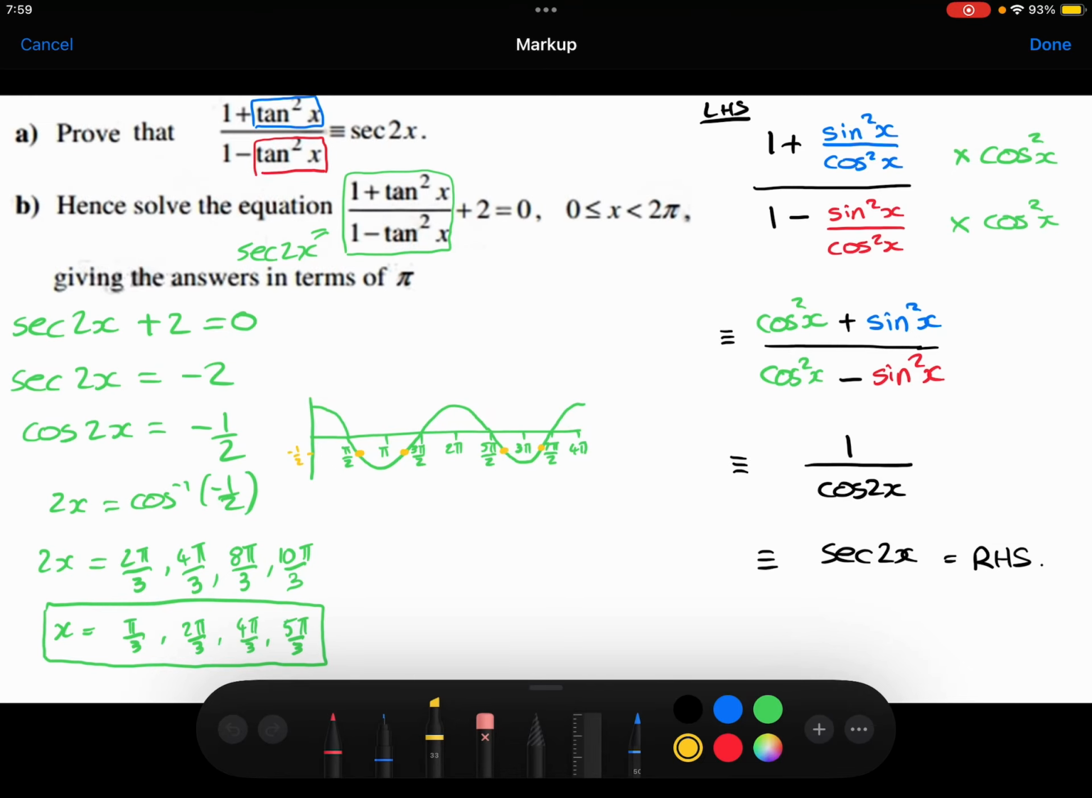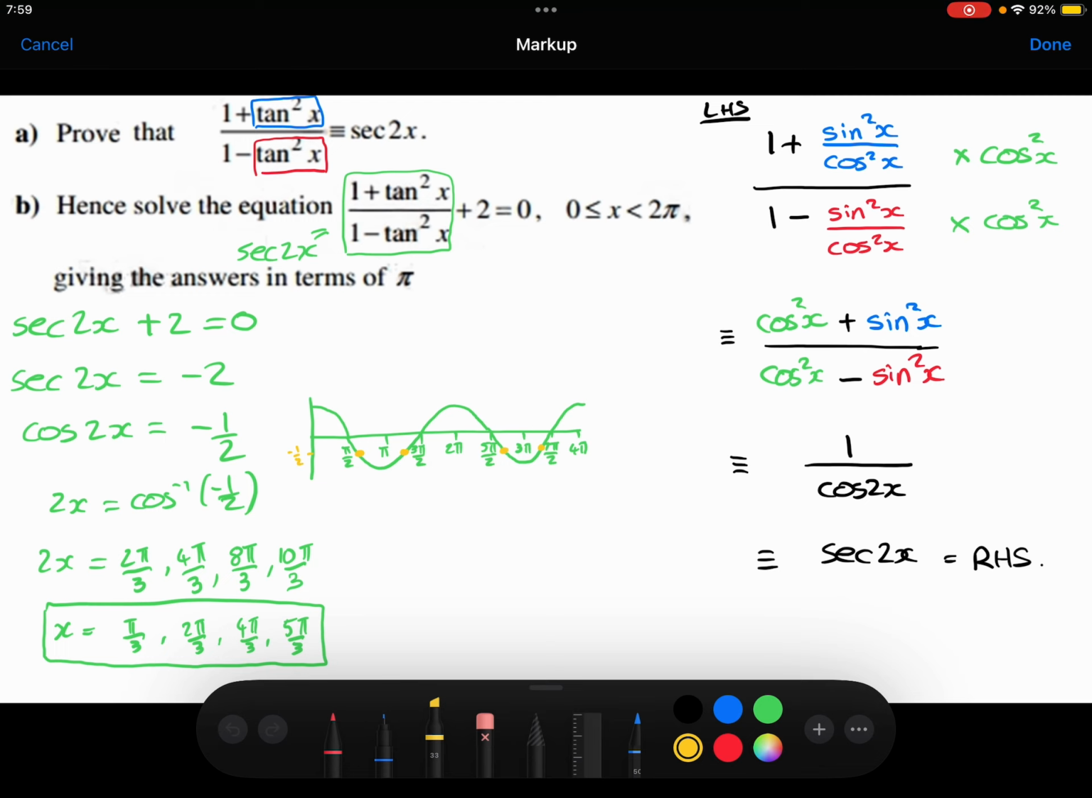As you can see, I've already shown all my working out for this question. I'll just talk you through it. So for proving the identity in part A, I've started on the left-hand side because there's a lot for me to do there. I've got the tan squareds that I can swap, and then I've got the fraction that I can tidy up, and hopefully I'll end up with the sec 2x.